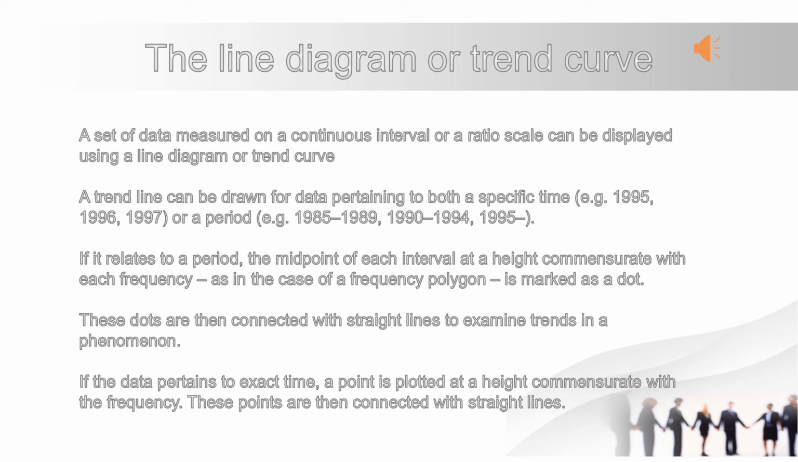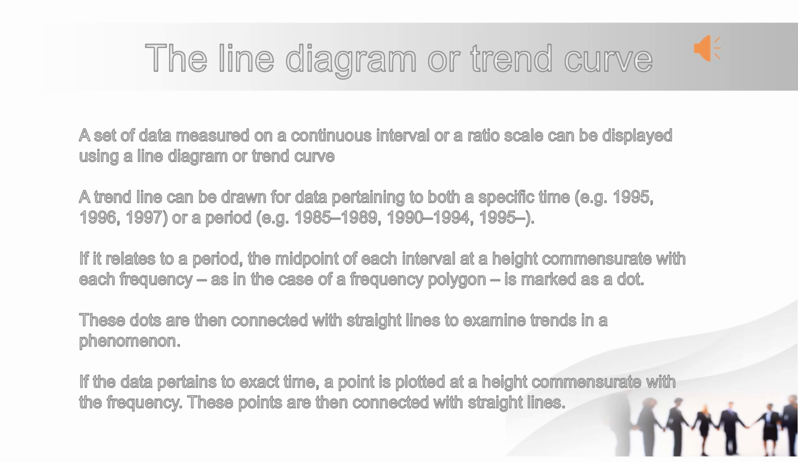If it relates to a period, the midpoint of each interval, at a height commensurate with each frequency, as in the case of a frequency polygon, is marked as a dot. These dots are then connected with straight lines to examine trends in a phenomenon. If the data pertains to exact time, a point is plotted at a height commensurate with the frequency. These points are then connected with straight lines. So the trend curve is also known as your line diagram.